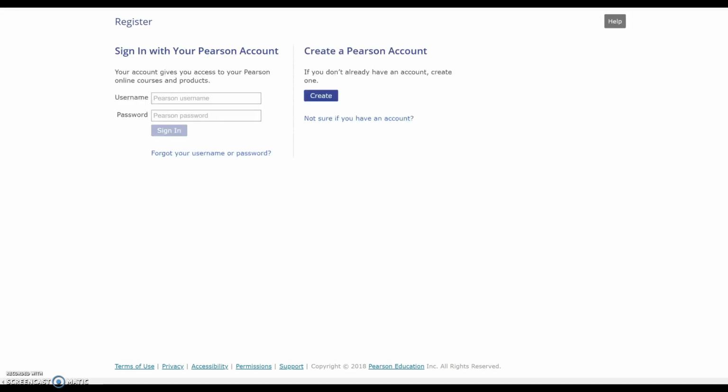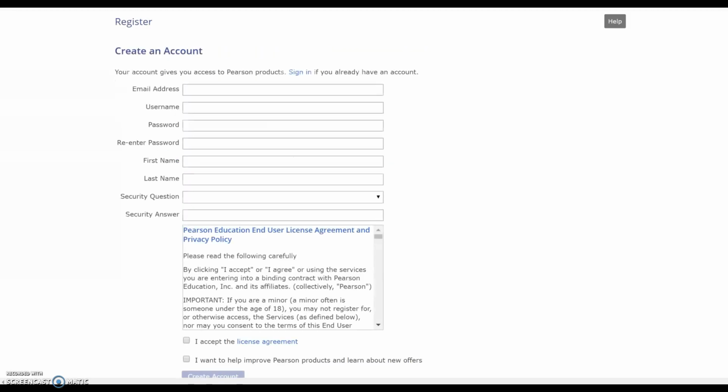If you already have a My Lab account, you can just log in over here with your username and your password. And if you don't have a My Accounting Lab or My Lab account, you're going to want to create one here, and follow all the information here. It's already paired with our Blackboard, so it's going to take you directly to the course for My Accounting Lab.